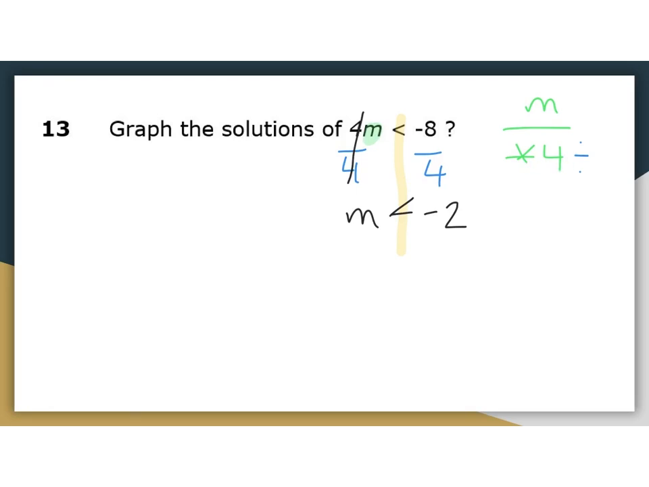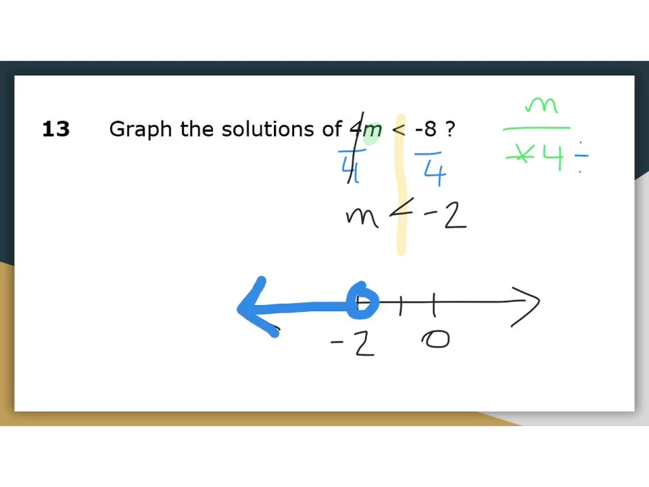Then I'm going to go ahead and graph the solutions on a number line. So here is a number line. I'm going to go ahead and put this is my 0, negative 1. Here's my negative 2. So at the negative 2, I'm going to go ahead and draw an open circle because this is just the less than, not less than or equal to. And then from there, because we want all the numbers less than -2, I'm going to shade to the left. So m is being represented by this number line.